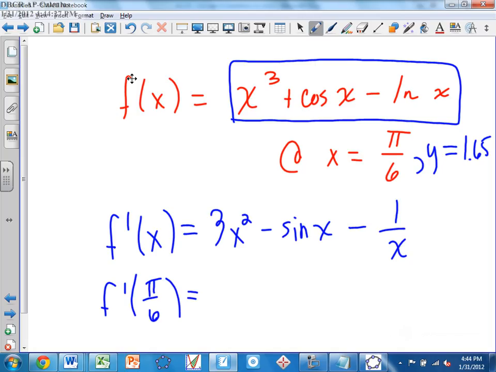The slope of the derivative. So again, you can do second, calculate, go to dy/dx, and then type in pi over 6. Make sure you're in radian mode.